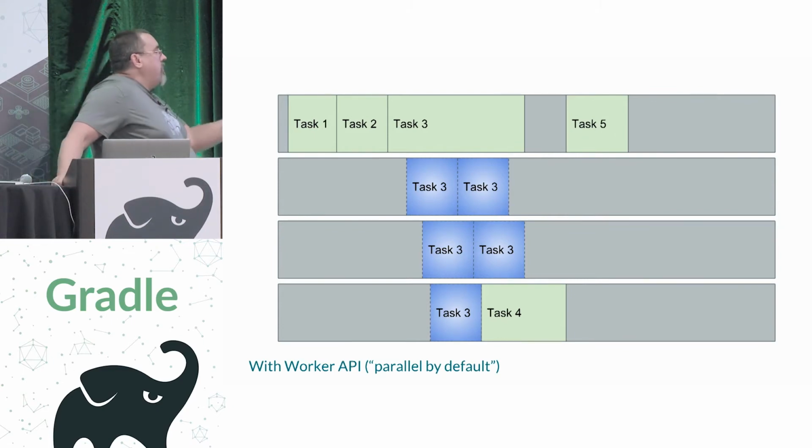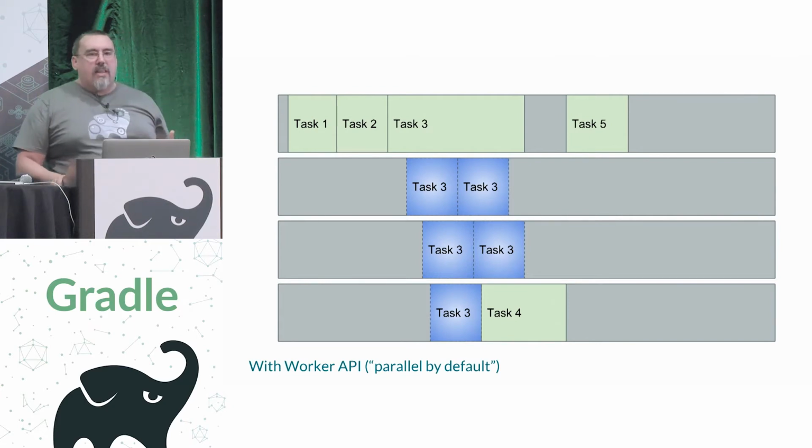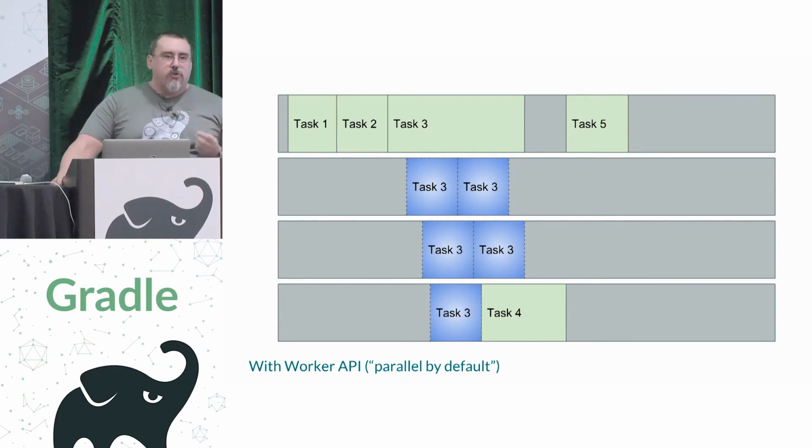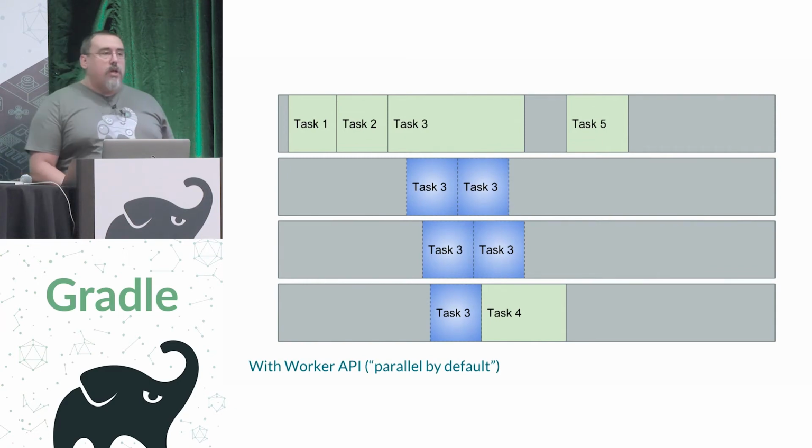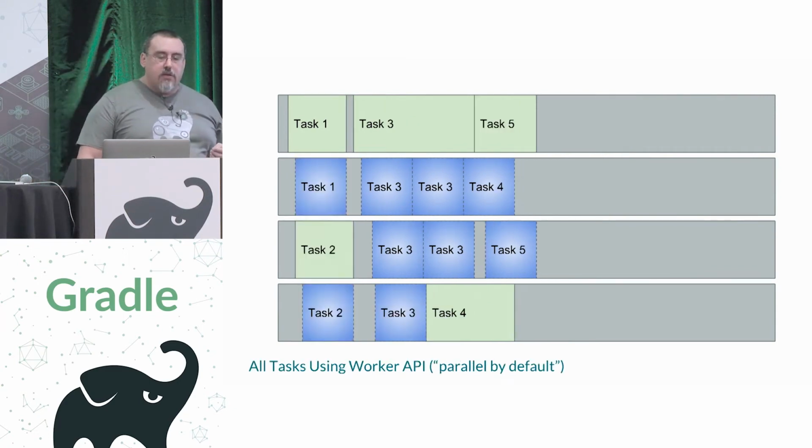But even though I'm not running with --parallel here, and maybe task 4 is in the same project, I'm still getting parallelization because the worker API allows me to break my work up into these immutable bits. Now imagine this across all of the tasks in this build, even if those tasks only have a single unit of work that they submit.